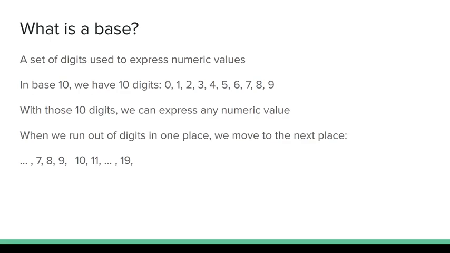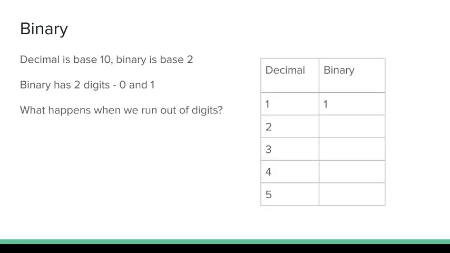So then we just go to 20, and we count from 20 all the way up to 99 until we get to the point that we've run out of digits in the tens place. And then we're not done, we're not out of numbers, we just move to the hundreds place and we get 100, and then we can continue counting in that way. And this is really natural for us. We're used to doing this, we just don't think about it.